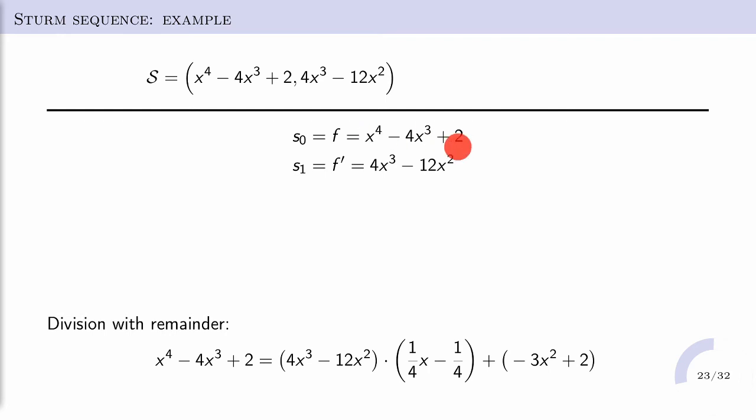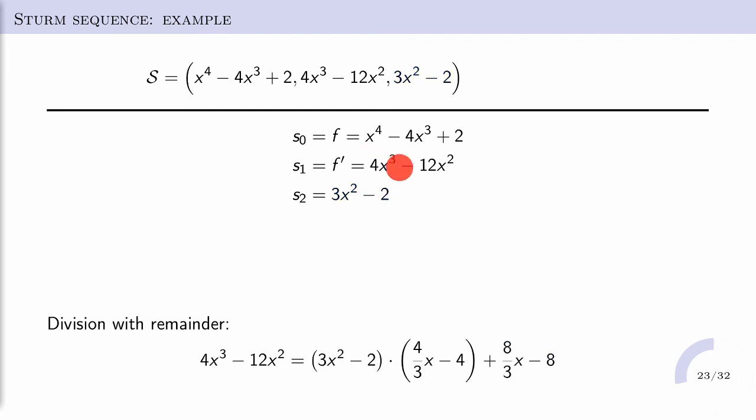So this is 4x cubed minus 12x squared times 1/4 x minus 1/4, plus a remainder. This is the remainder of the division, hence minus this remainder is the next term of our sequence. And again, to compute the next term, we divide this by this, and the remainder is 8/3 x minus 8. So minus the remainder is the next element of our Sturm sequence.